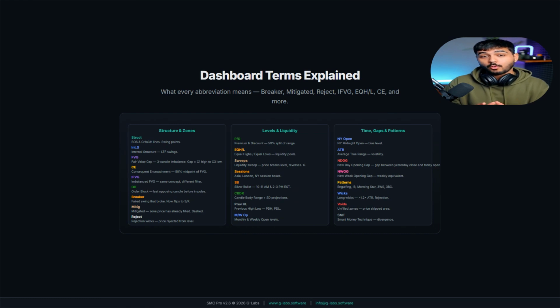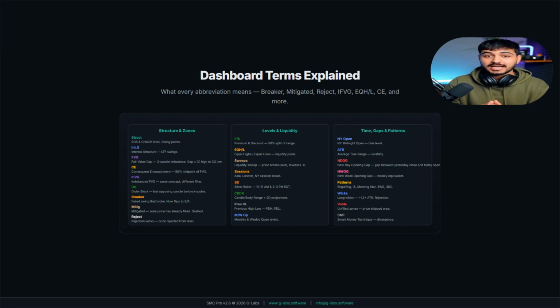Struct shows BOS and CHoCH lines. INTS is internal structure, the lower time frame swing points. FVG is fair value gap, the 3-candle imbalance. CE is consequent encroachment, 50% midpoint of the FVG. IFVG is imbalanced FVG. Same concept, different filter. OB is order block, the last opposing candle before the impulse.